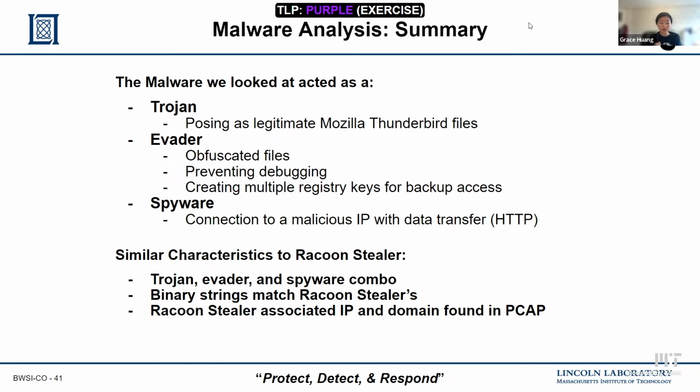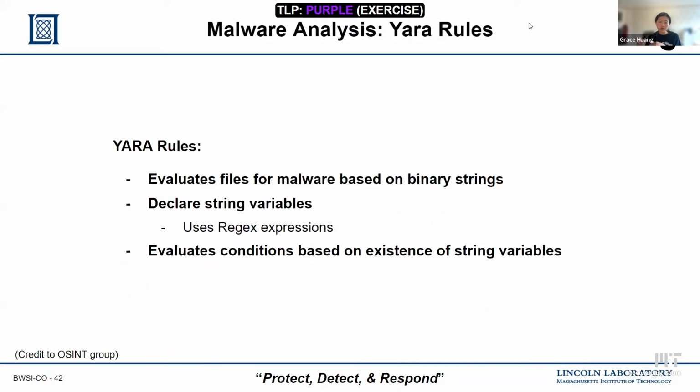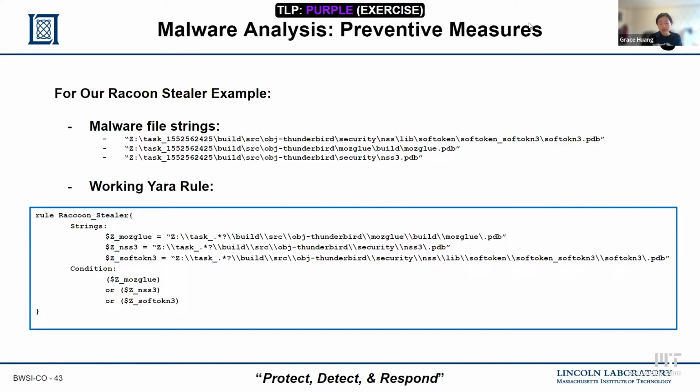Knowing all of this, we can use Yara rules, on the next slide, to look for this malware and other files. Yara rules evaluate files for malware based on their binary strings. We can declare string variables that can use regular expressions, or regex, and evaluate conditions based on those string variables. On the next slide, we can see an example of a Yara rule for Raccoon Stealer.